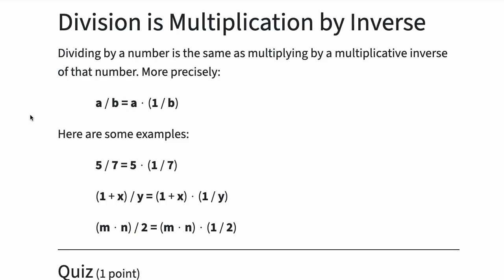Dividing by a number is the same as multiplying by a multiplicative inverse of that number. More precisely, a divided by b is equal to a times 1 divided by b. Here are some examples. 5 over 7 equals 5 times 1 over 7. 1 plus x divided by y is equal to 1 plus x times 1 divided by y. M times n divided by 2 is equal to m times n times 1 divided by 2.